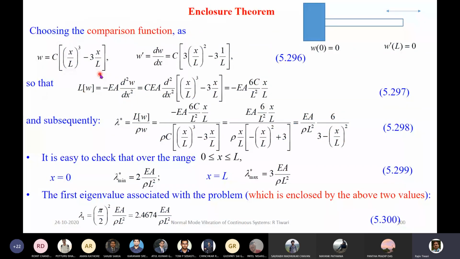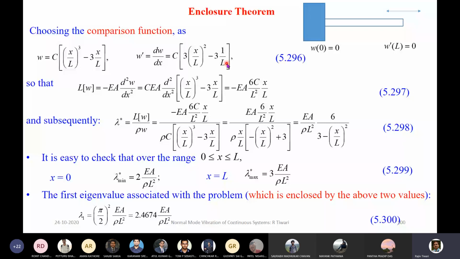One can choose any value, any function, but we need to ensure that it satisfies the boundary condition. So what is the boundary condition for, let us say, the cantilever case? At x is equal to 0, this should be 0. So if you put x is equal to 0, it is 0, so it is satisfying the boundary condition at the rigid end. At x is equal to L, the derivative of this should be 0. So if we take the derivative of this, we'll get this.